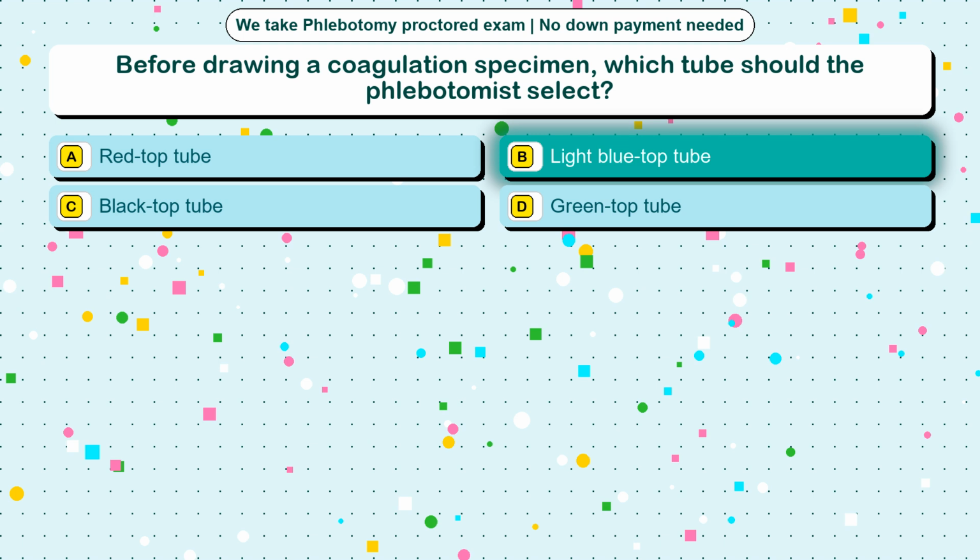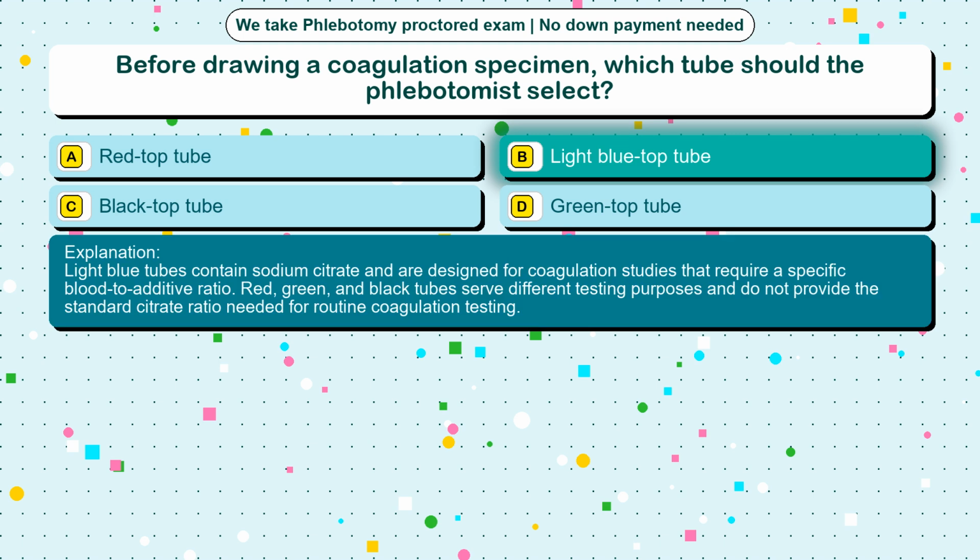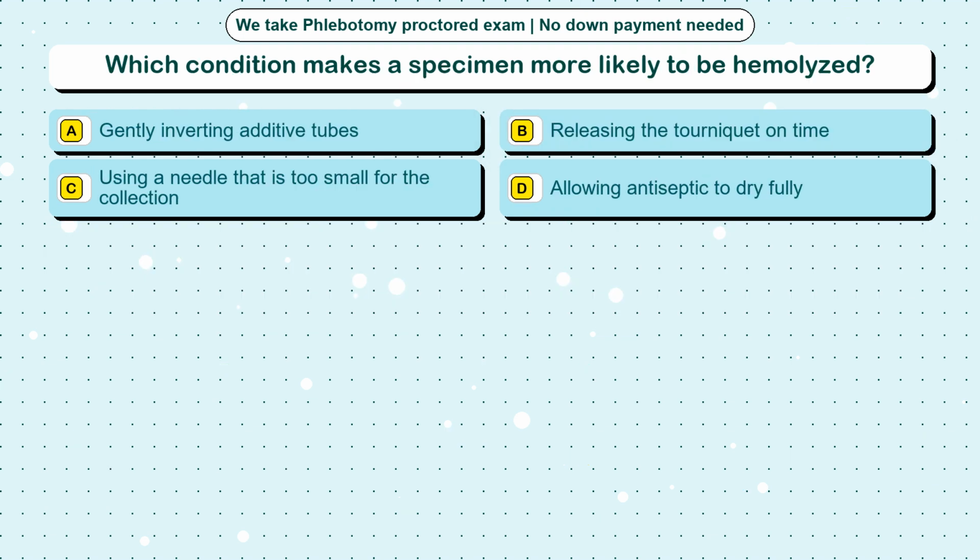Light blue top tube. Light blue tubes contain sodium citrate and are designed for coagulation studies that require a specific blood-to-additive ratio. Red, green, and black tubes serve different testing purposes and do not provide the standard citrate ratio needed for routine coagulation testing.